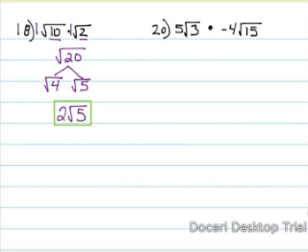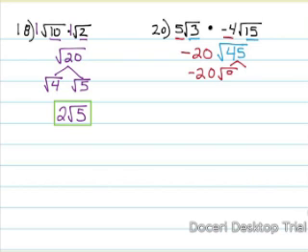Next one is a little more complicated. Again, you want to multiply the outsides first, so 5 times negative 4, and that will give you a negative 20. And then you want to multiply the insides, 3 times 15, so that leaves you with a square root of 45. I'm going to go back to using just one color here. So we have negative 20, and then 45 can be broken down into square root of 9, square root of 5. So we're going to have negative 20 times 3, square root of 5, or negative 60, square root of 5.